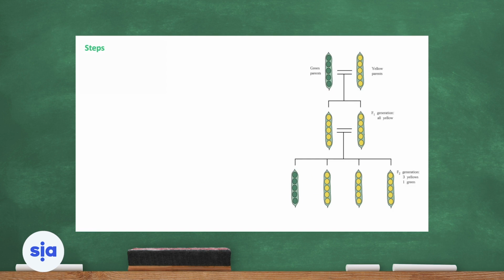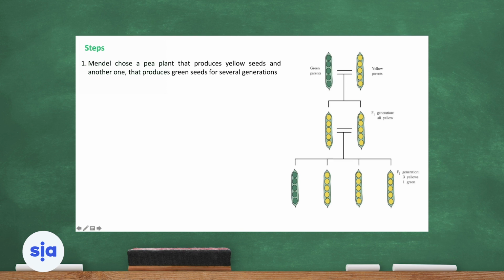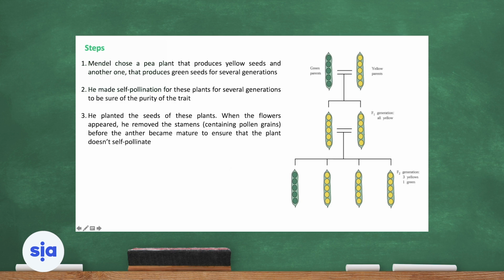In his first experiment, Mendel chose a pea plant that produces yellow seeds and another one producing green seeds for several generations. He made self-pollination for these plants to ensure the purity of the trait. And then he planted the seeds of these plants.